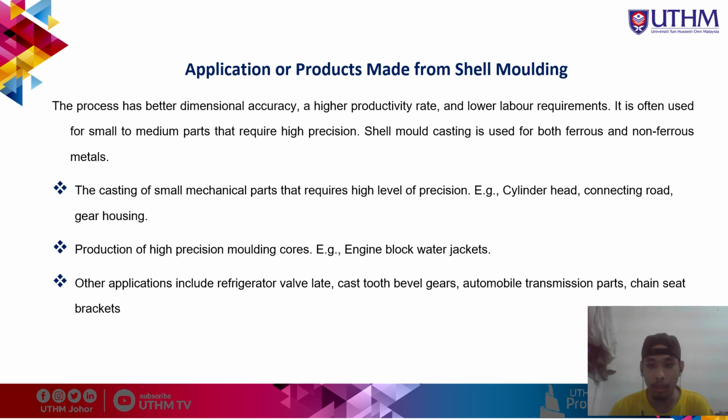Examples of applications from shell molding are the casting of small mechanical parts that require a high level of precision, for example the cylinder head, connecting rod, and gear housing. Production of high precision molding cores like engine block water jackets, and other applications include refrigerator valve lid, and small parts such as automobile transmission parts and chain seat brackets.